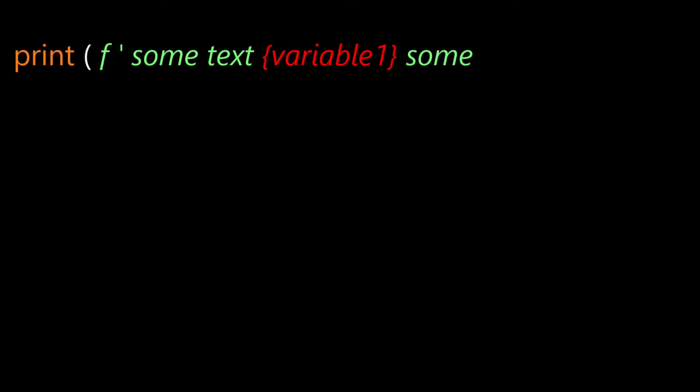Print into bracket F dash some text, curly brace variable, some text again, curly brace and variable 2. String gets completed and the print statement will also get completed over here. So in this case we are able to combine the text with the variable.